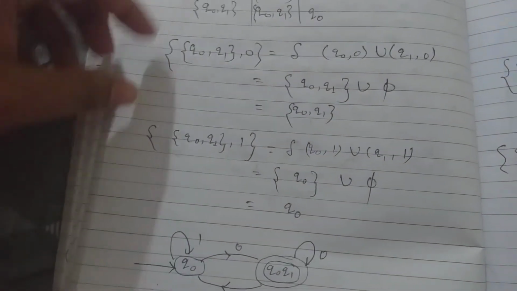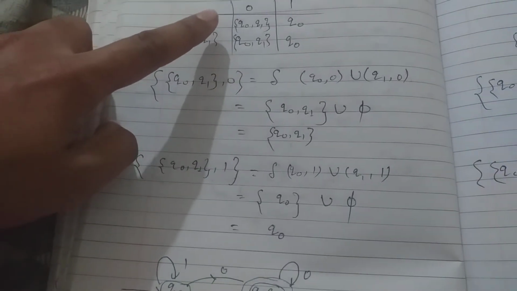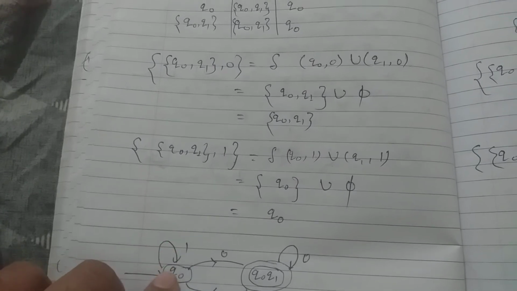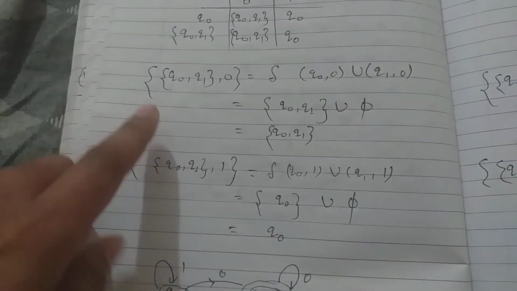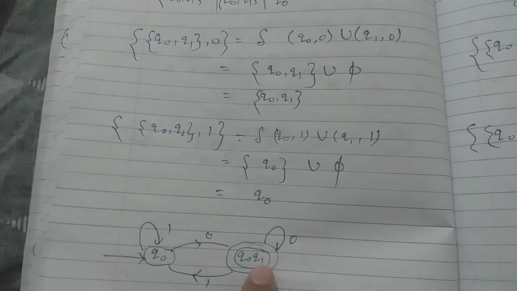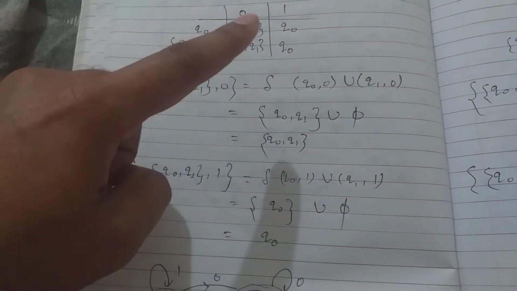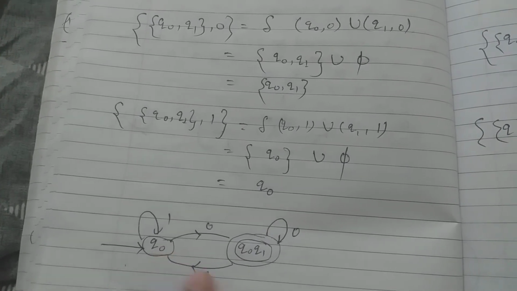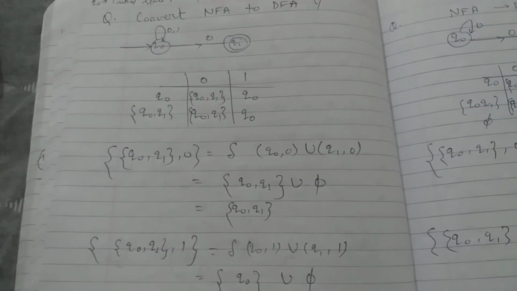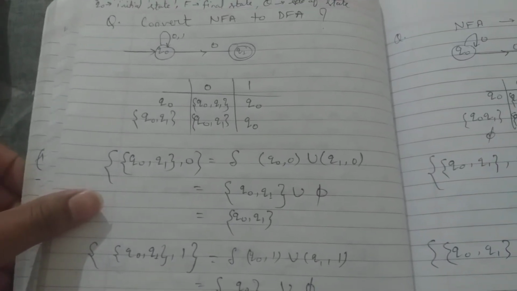As per the table, when we give input 1 on q0, it will go to q0, and when input given is 0, it goes to q0 q1. When q0 q1 has input 0, it stays in the same state, that's why a self loop. After that, when q0 q1 has input 1, it goes to q0, that is the initial state. So this is an example of how to convert a non-deterministic finite automata to a deterministic finite automata. Okay friends, I hope you will get it.